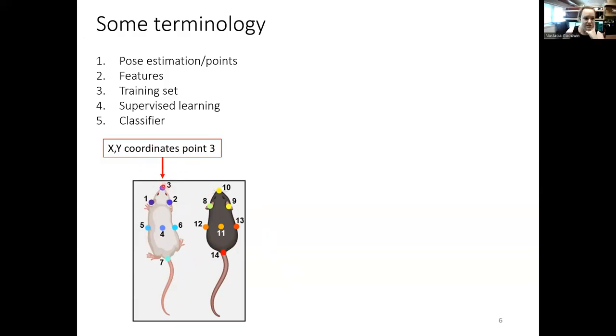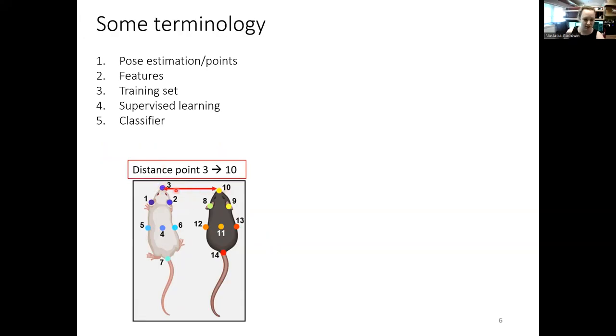Okay. When I talk about features and calculating features, I'm talking about the relationship between these pose points. This can be things like the distance between point 3 and point 10. This can be the area of the polygon formed by these outside points on the mice. This is looking at their shape, movement, and relationship to each other, both in static frames and then over short rolling windows.